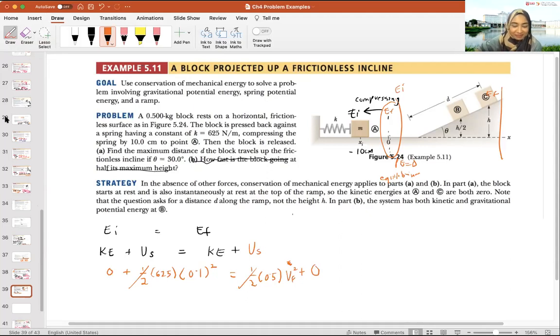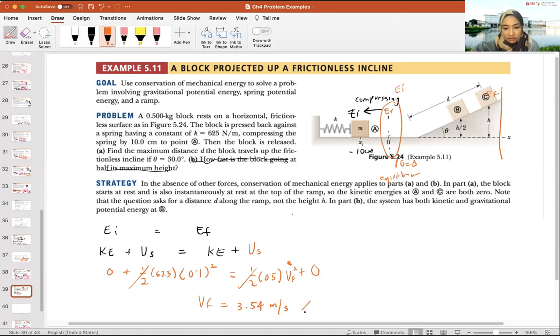Saya dapat jawapan. Berapa jawapan V final korang dapat? Alamak, kenapa ingat kalkulator saya ni? 625 times 0.1 squared divided by 0.5 square root. 3.54. Okay, so that's the answer harapnya. Ada orang dapat lain tak dari saya? 3.54. Okay, thank you everyone.